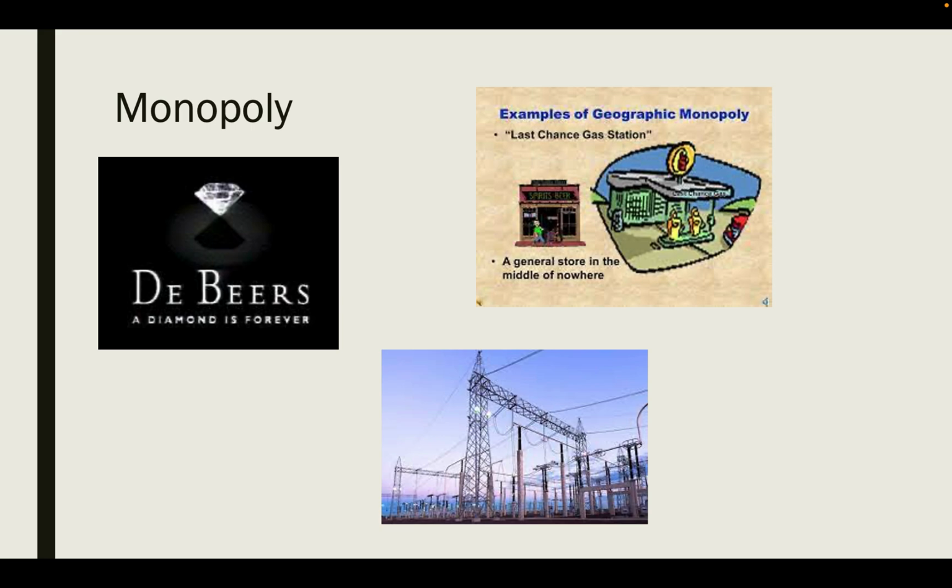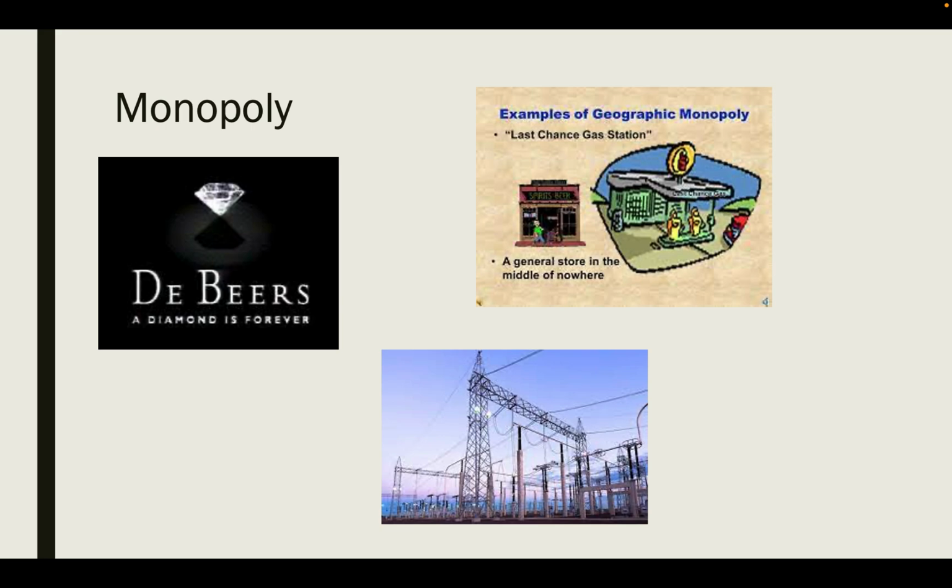Geographic monopoly, they're up in the upper right hand side. It just happens to be because typically you have one store maybe in a very small community or a community that's very far out. It takes a long time to drive somewhere else. So a last chance gas station, that's the only gas station in this particular community. A general store that's out in the middle of nowhere.